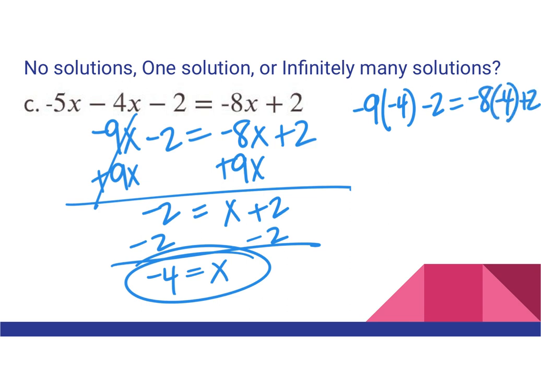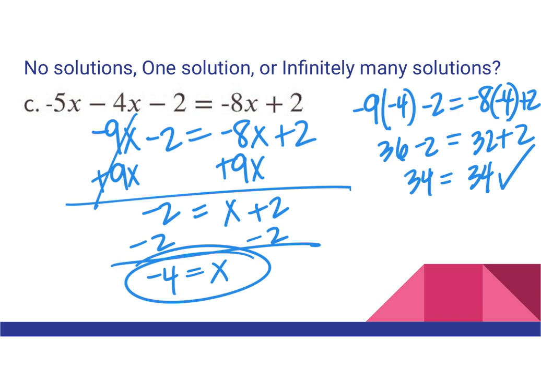So I have a negative 9 times negative 4, which is 36 minus 2. Then I have a negative 8 times negative 4, which is 32 plus 2. 36 minus 2 is 34. And 32 plus 2 is also 34. So guess what we have? We have a true statement. Therefore, our solution is correct.